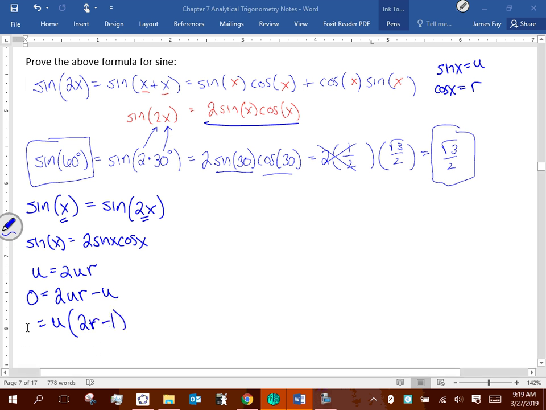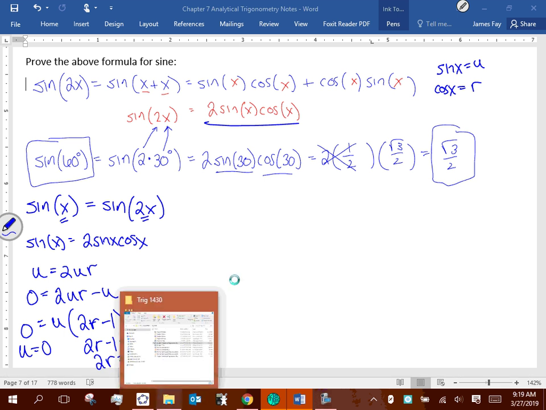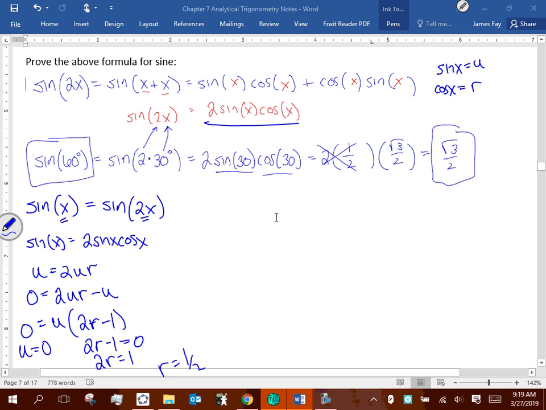Okay. Well, that would mean, if that's a product of objects, that u is equal to 0, and 2r minus 1 is equal to 0, right? And I can go 2r equals 1, r equals 1/2, right? And u was 0. Well, let's think about what u was. It was sine of x, right? Sine of x equals 0. What was r? Cosine x. That equals 1/2. Okay, that's one way of doing it.